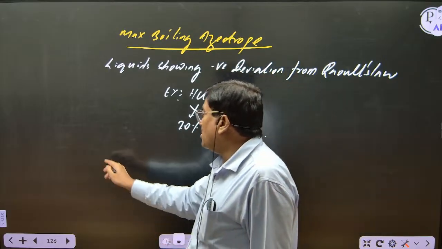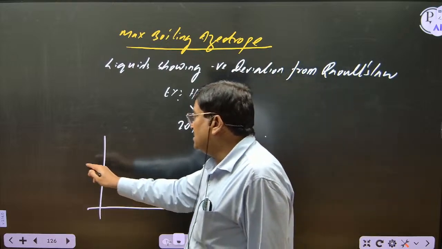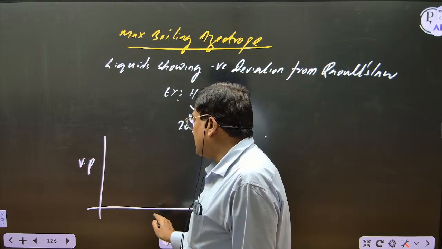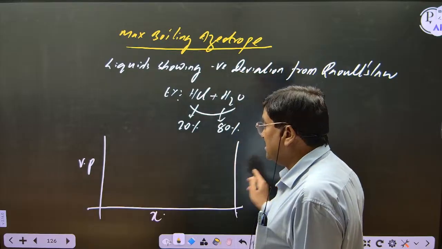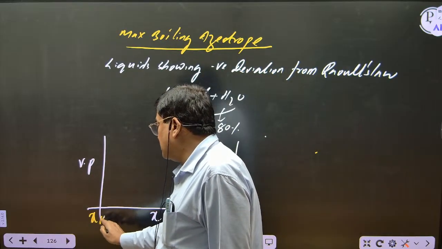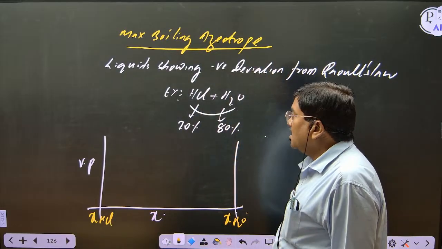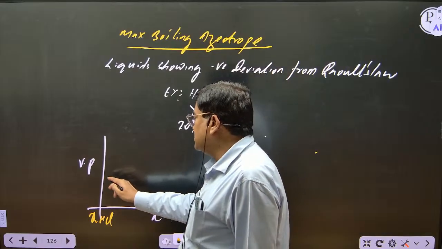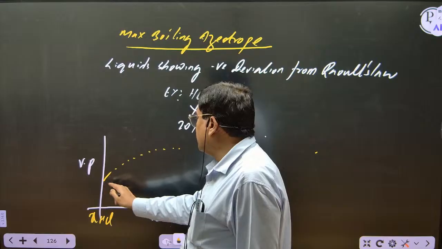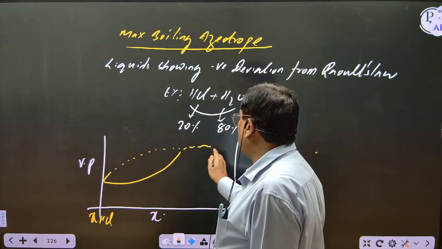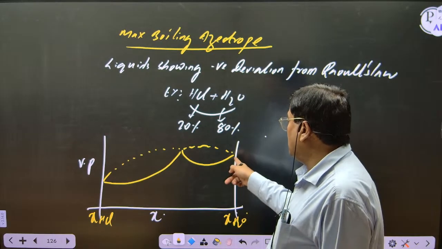Now when we plot a graph, observe carefully. On the y-axis I am plotting vapor pressure, and on the x-axis the mole fraction of HCl. This corner is the mole fraction of HCl, and this corner is the mole fraction of water. Now see how the graph will be. The graph will be like this. The dotted line indicates the vapor phase, and the second line indicates the liquid phase.